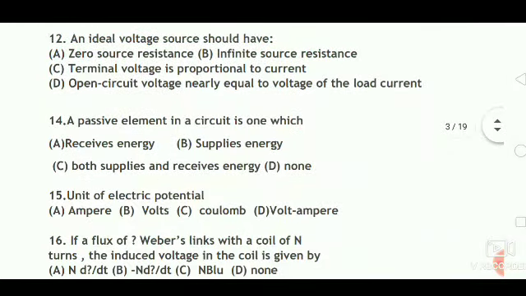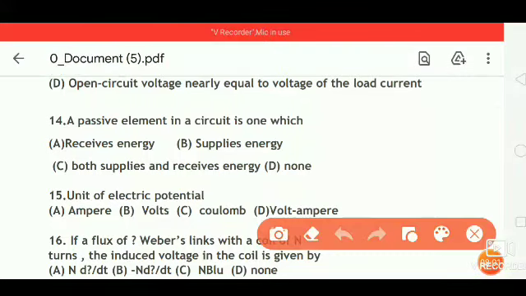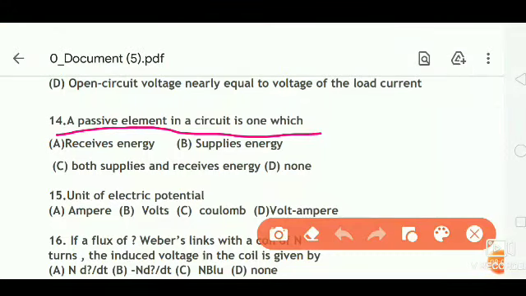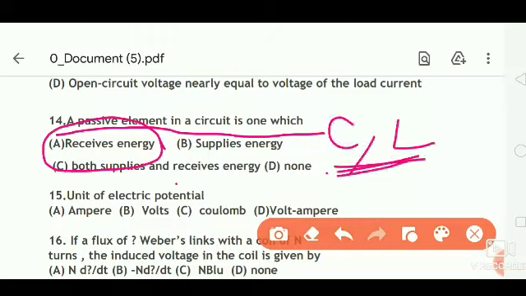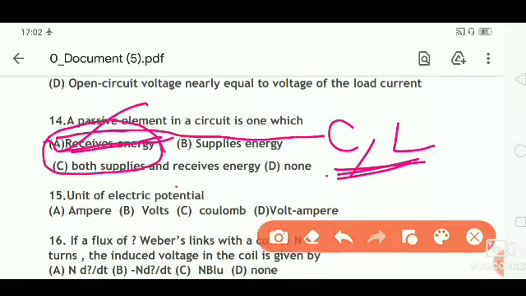So the next question is, the passive element in a circuit is one which receives energy, supplies energy, both supplies and receives energy, and D is none. Here we get that the passive element always receives energy. Here we get the resistor, capacitor and inductor as passive elements. It is always receiving energy. So option A is the right answer.